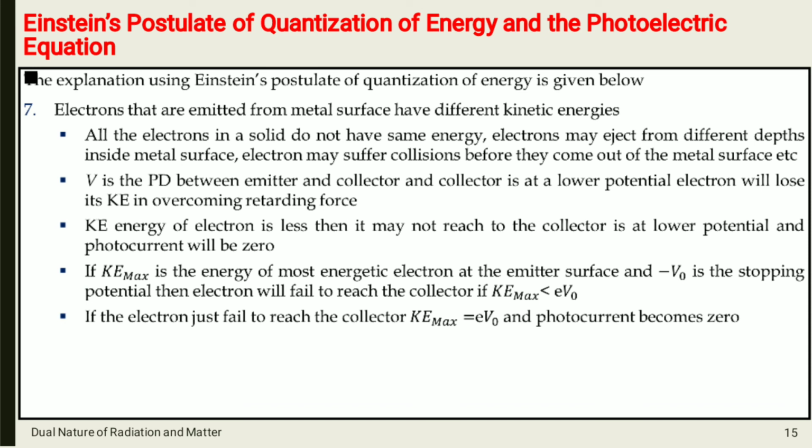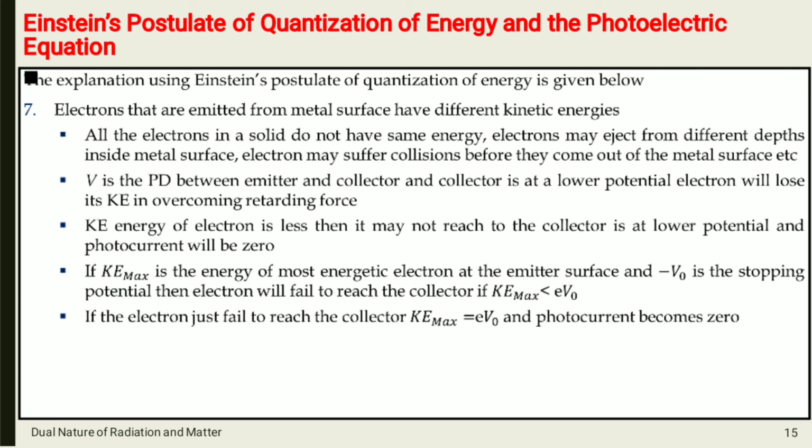Next, electrons that are emitted from the metal surface have different kinetic energies. It is because all the electrons in a solid do not have the same energy. Electrons may eject from different depths, means different layers of the metal. An electron may suffer collision before coming out from the metal surface. Due to collision there will be loss of some energy, and due to that all the electrons which are ejected from the metal surface do not have the same energy.